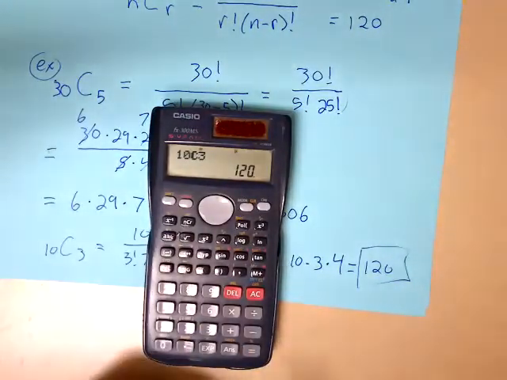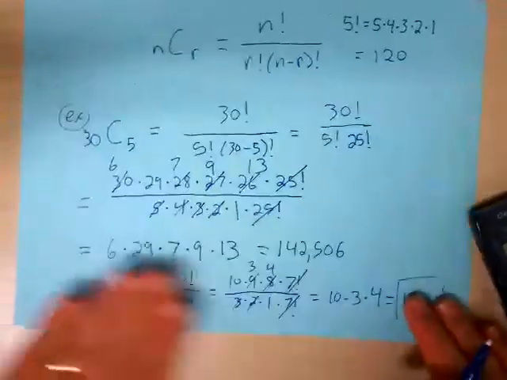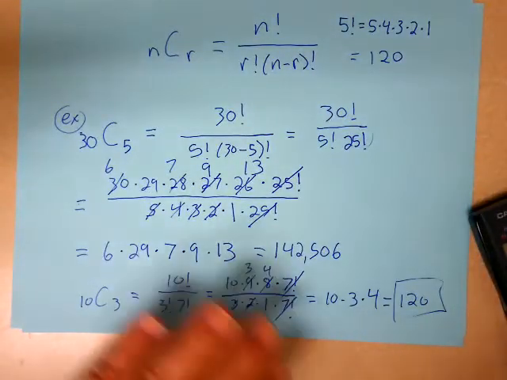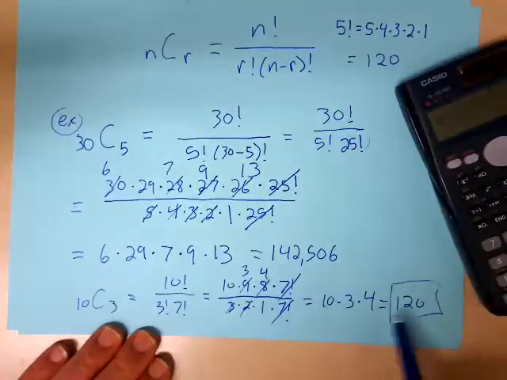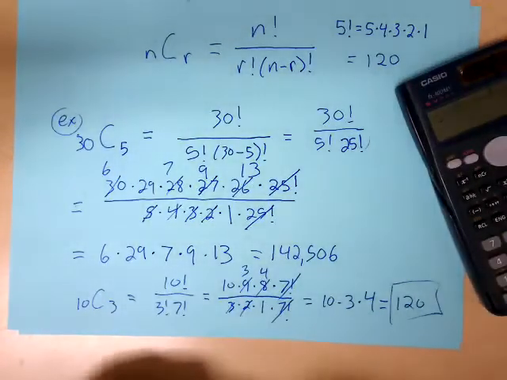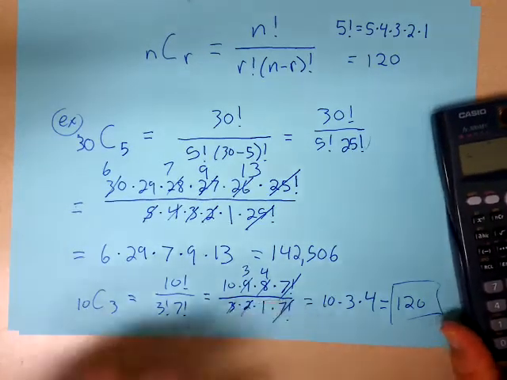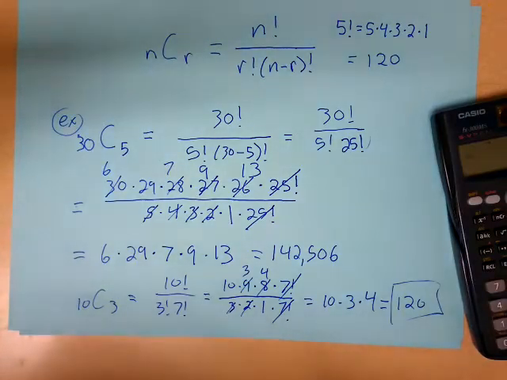And I get 120. Okay, so that's the idea of combinations. So it's important for you to be able to do these on your calculator. And I encourage you, just do them on your calculator. You don't have to do this every time, because we're going to be doing a lot of combinations, and this would get very time consuming. And I don't want you to lose sight of the forest for all of the trees, okay?